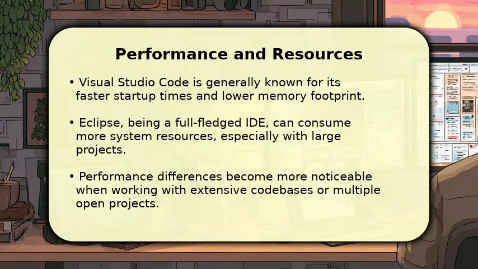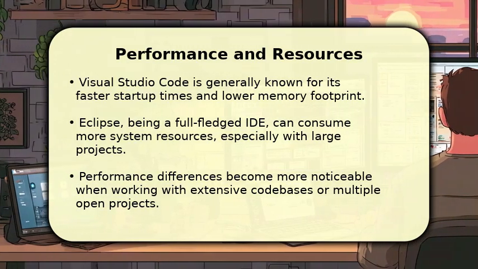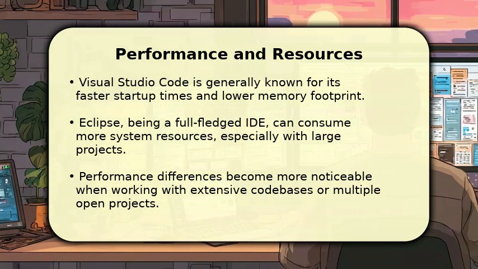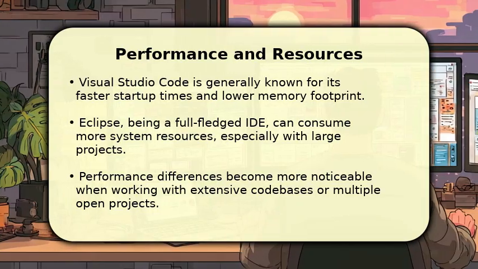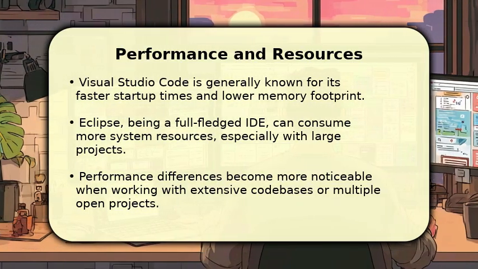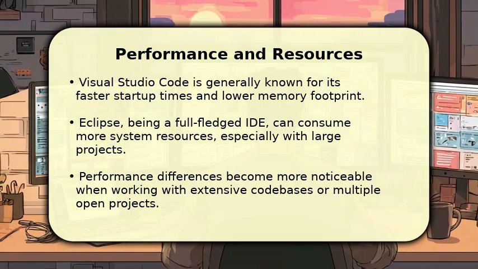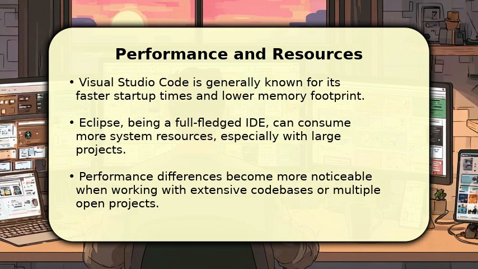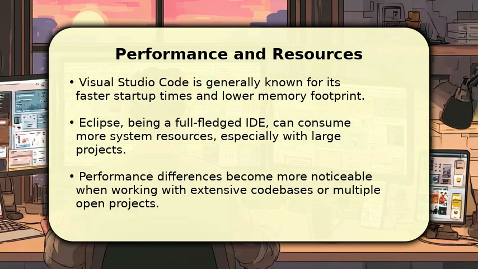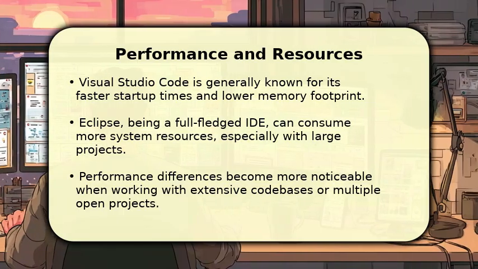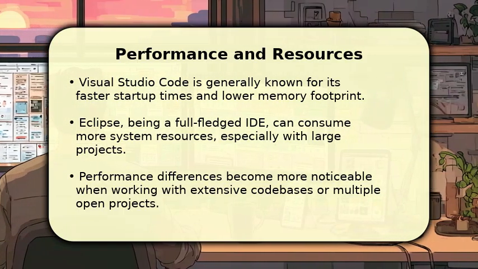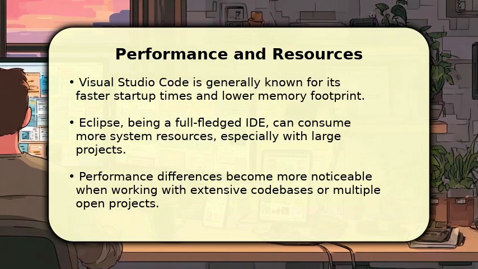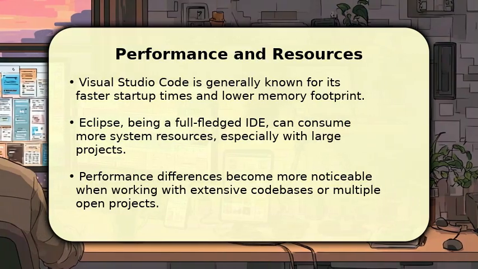Regarding performance, VS Code typically boasts faster startup times and a lighter memory footprint, often consuming around 200 to 500 megabytes of RAM for a moderate Java project. This makes it ideal for systems with limited resources or for developers who prefer a snappier experience. Eclipse, while powerful, can be more resource-intensive, potentially using over 1 gigabyte of RAM for complex enterprise applications. Its comprehensive features come with a trade-off in terms of system demands, especially during compilation and indexing of large codebases.